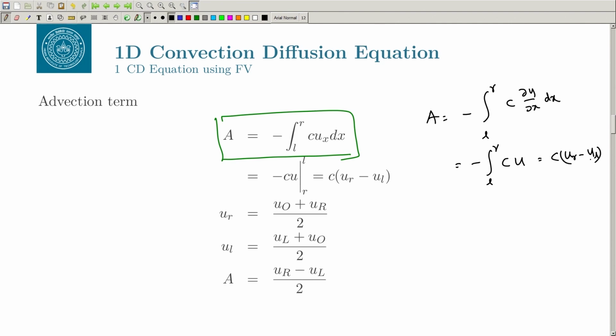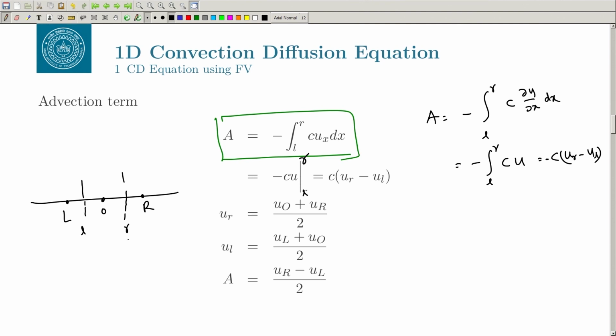I think there will be a negative sign here. No, this is left to right, this is correct. Okay. So, now what you will do, look at your diagram, what diagram we had, this is O, this is my R, this is R, this is L, this is L, right.